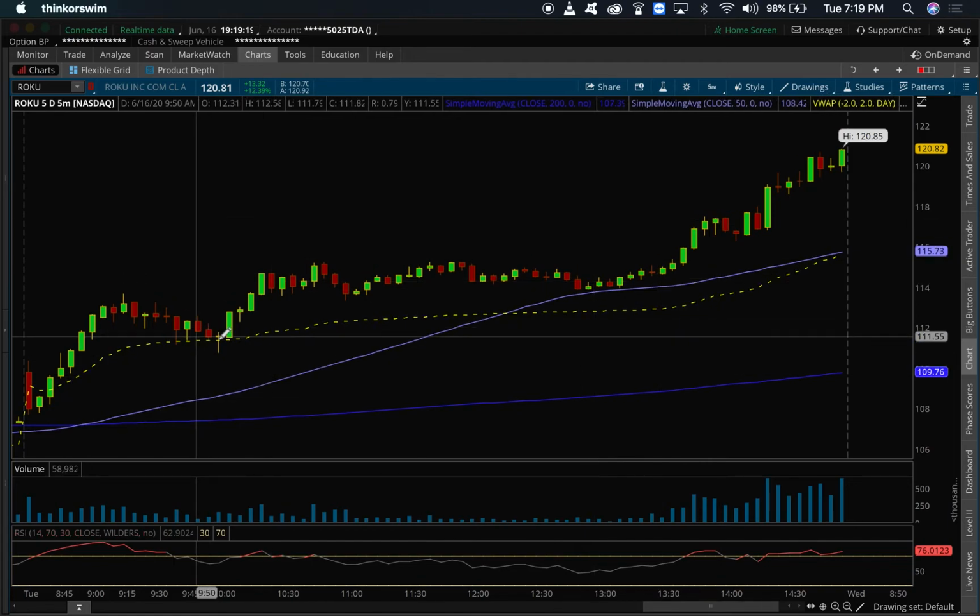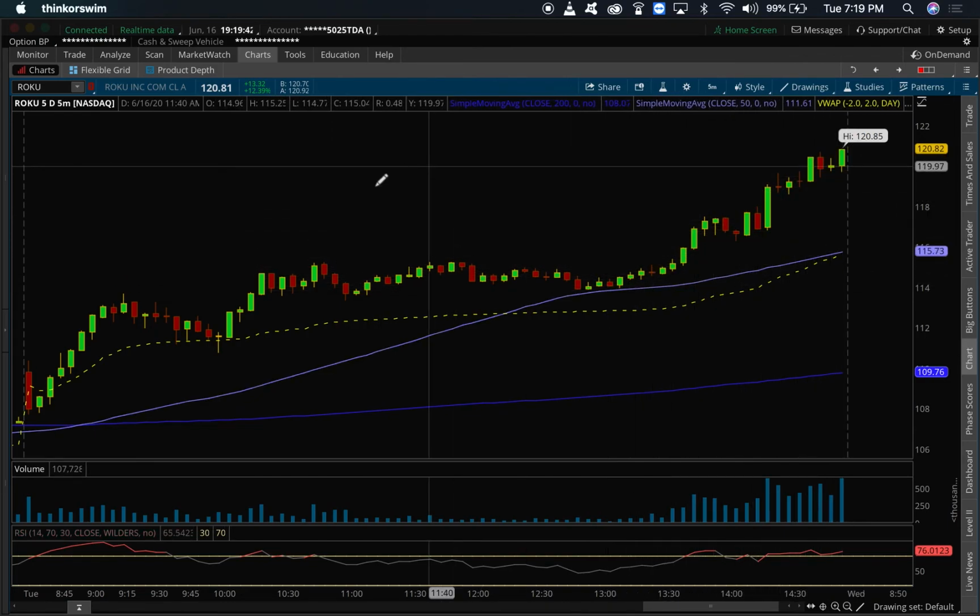All right, so if you do get an entry and you do decide to enter the play and it starts running up, your exit can be wherever you feel comfortable. All right, so at this point you're already up 30, 40, 50% profit. You see it starting to move back down, but it never gets close to the VWAP. It does ride the 50-period moving average and continues on its uptrend.